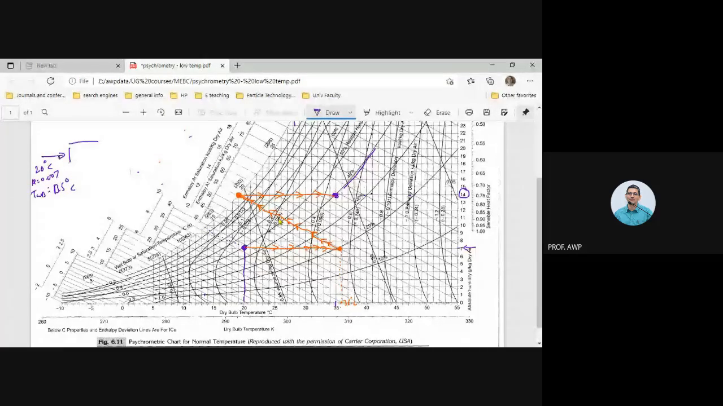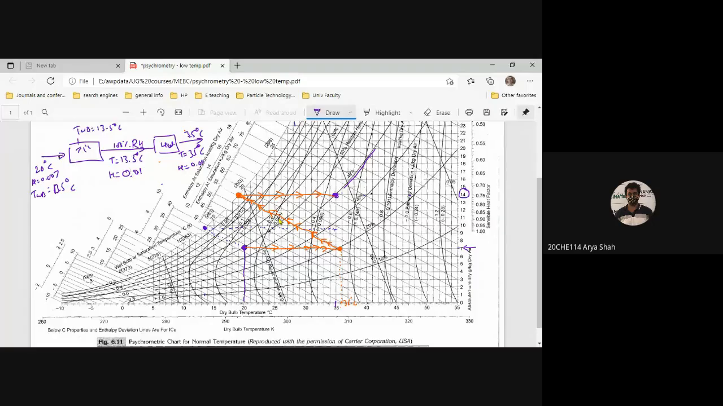Now if I spray water at 13.5 degrees centigrade, I will get the outgoing air which will be at 100% RH. It will have a temperature of 13.5 degrees centigrade. How much humidity will it have? It will have only this much amount of humidity, which is 0.01. Now if I heat this air to 35 degrees centigrade, am I going to reach my target humidity of 0.014? No, sir. But if we let the water come at 19 degrees centigrade, what would happen?